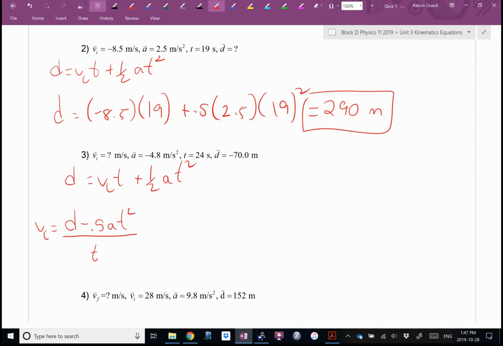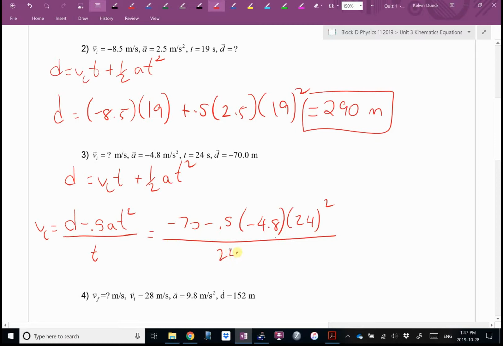we started from, negative, or below where we started from if we're talking vertical directions, but usually I assume we're in a car or something like that. Okay. It's going to be negative 70, take away 0.5. Ooh, we're also accelerating backwards because the acceleration is negative. All over 24.